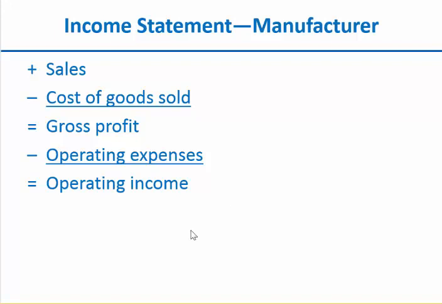Finally, when it comes to the income statement for a manufacturing company, the format is very similar to the merchandising company. You have sales revenues minus the CGS, which has been determined in a very complex process. Then the result is gross profit. The gross profit minus operating expenses gives you operating income. So that's the income statement for the manufacturing company.